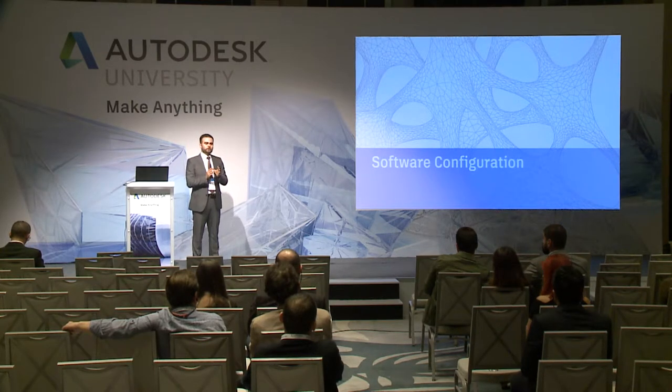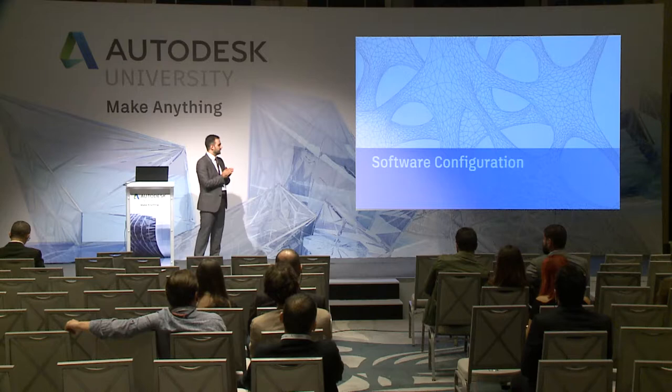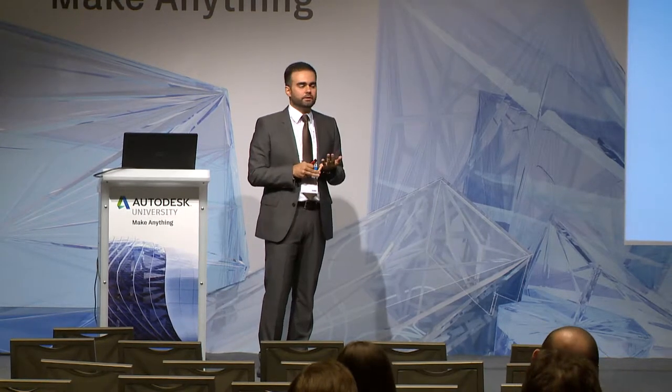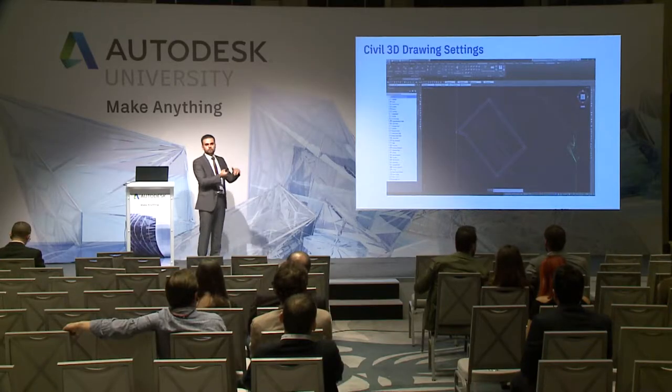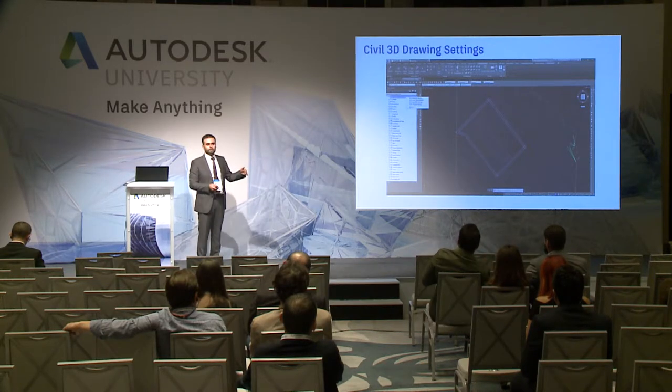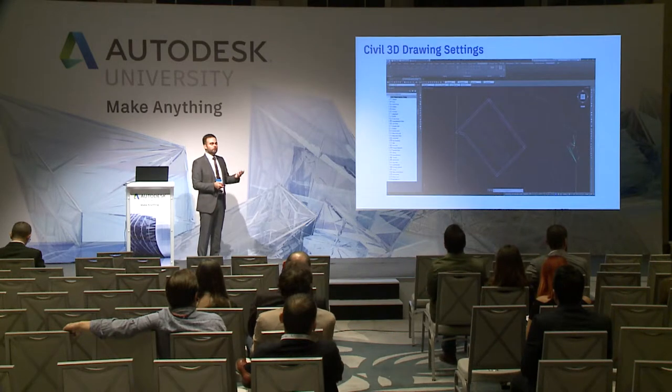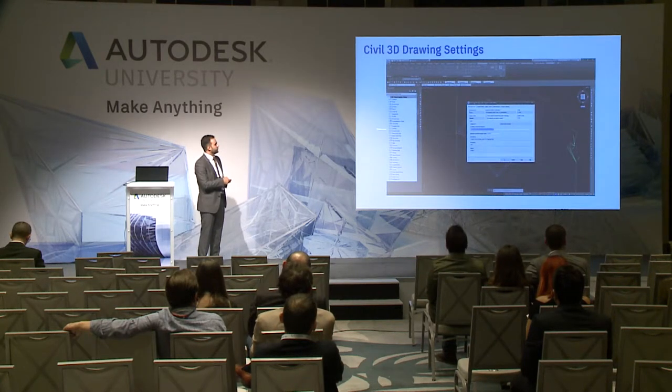It's very important to set the right standards and configure it properly before you proceed with your projects. The first thing to do inside of Civil 3D, as we already know, is either use your company template, so you open your company template and start your design with it, or else, if you're starting from scratch and don't have a template, you just go to the Prospector tab, and from the drawings, you can right-click and set the standards.